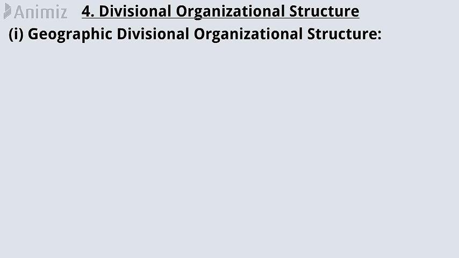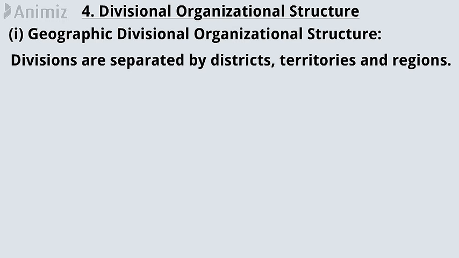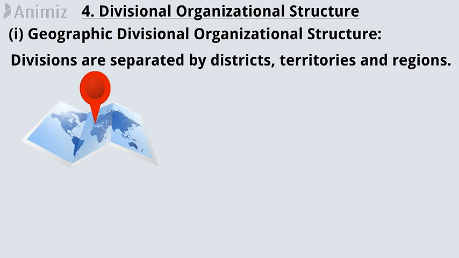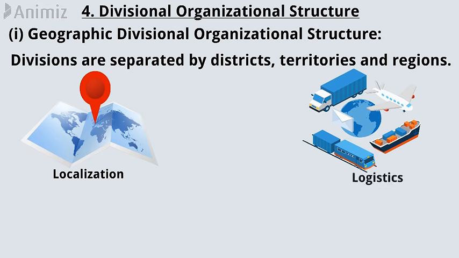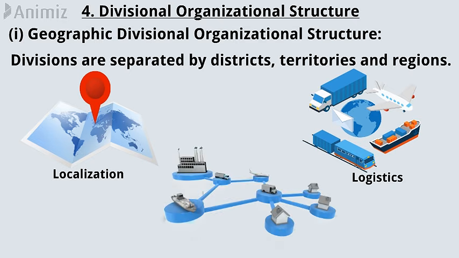Geographic divisional organizational structure. Divisions are separated by districts, territories, and regions. It offers more effective localization and logistics. Companies might set up satellite offices around the country, in order to stay close and connected to their customers.